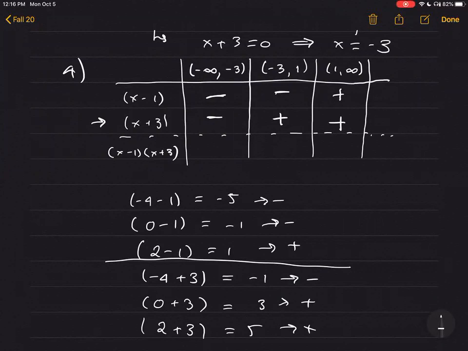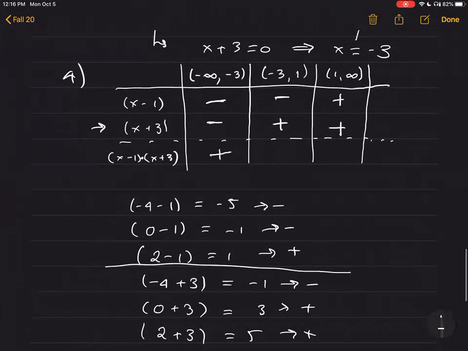And now for this last row, what we're going to do is negative times a negative, because there's multiplication here. Negative times a negative, that's positive. Negative times a positive is negative. And positive times positive is positive. Cool. So here's our table.